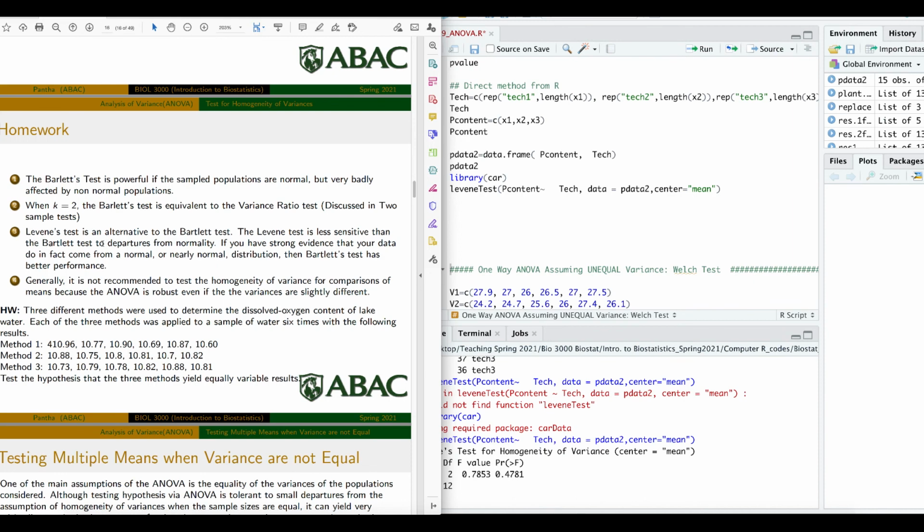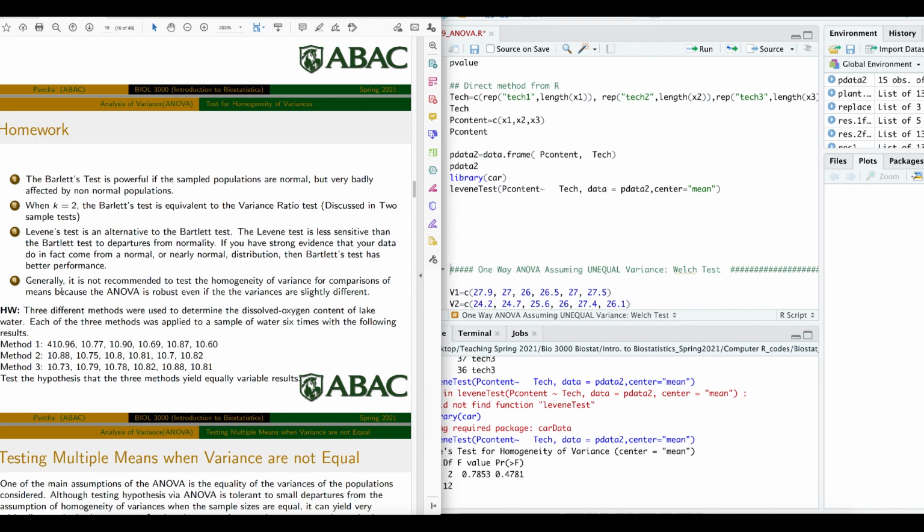Next is the Levene's test is an alternative to the Bartlett test. The Levene's test is less sensitive than the Bartlett test to departure from normality. So if the data is slightly deviated from normality, then it is advised to use the Levene's test. Okay. If you have strong evidence that your data do in fact come from a normal or near normal population distribution, then Bartlett's test has better performance.